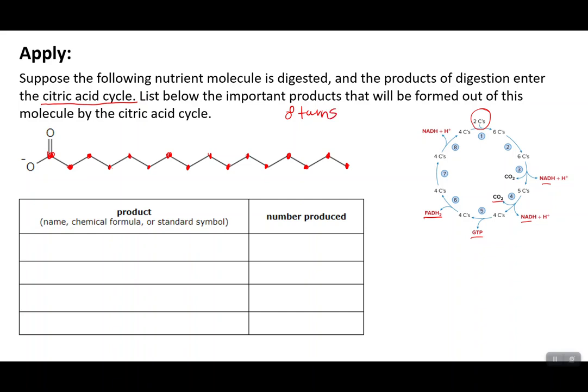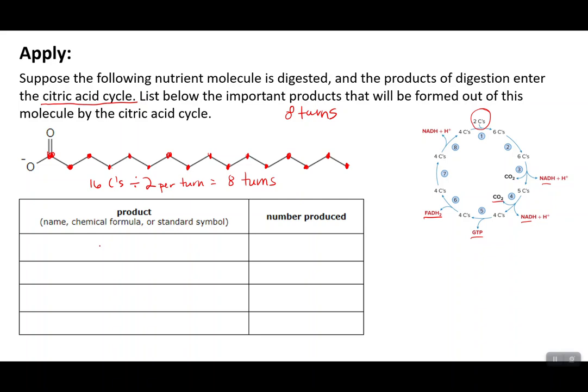Another way to do this is you can just count the number of carbons that you have, which is 16 carbons in this case. Then divide that by 2 because you put in 2 carbons per turn. So 2 per turn means you get a total of 8 turns of your citric acid cycle. From this point, it is pretty easy to just calculate how much of each molecule you would produce.